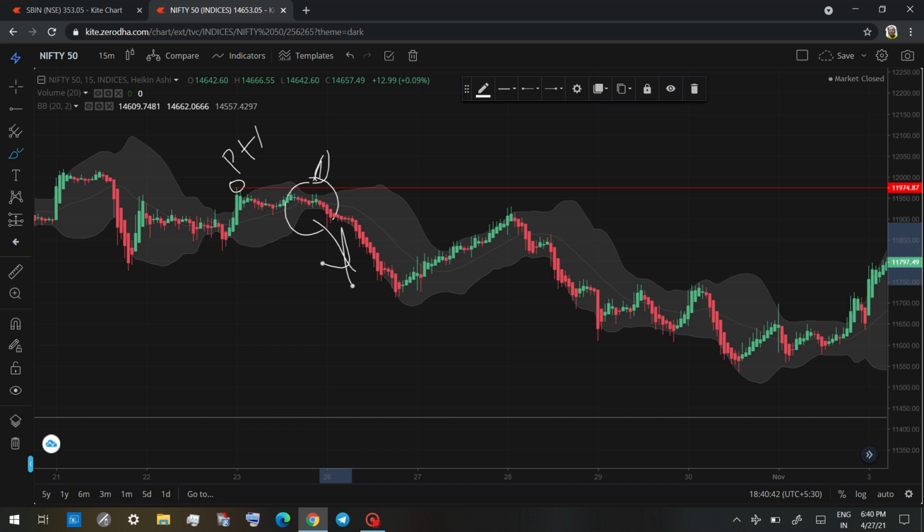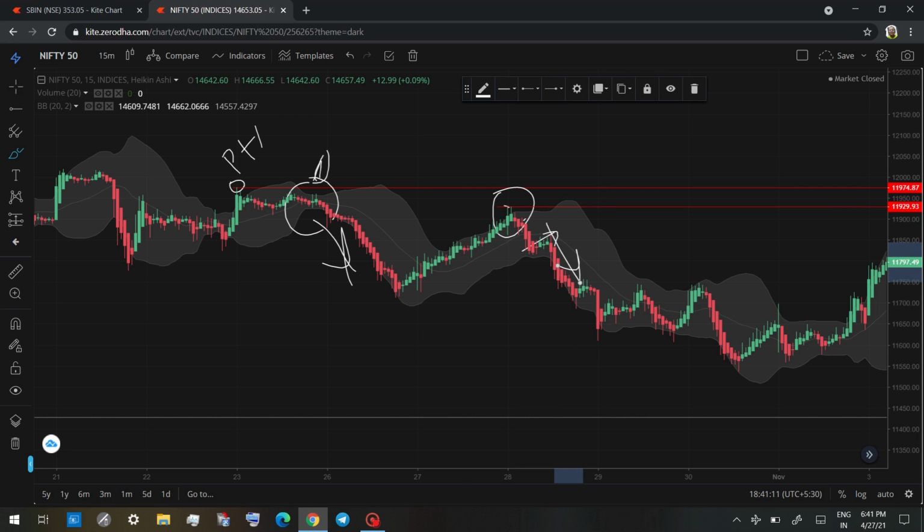See this. The candle touches the top band, but the candle didn't cross this high. It touches below and again retraced. It tries to retrace, but isn't able to cross the median line. Again, there is the downfall.